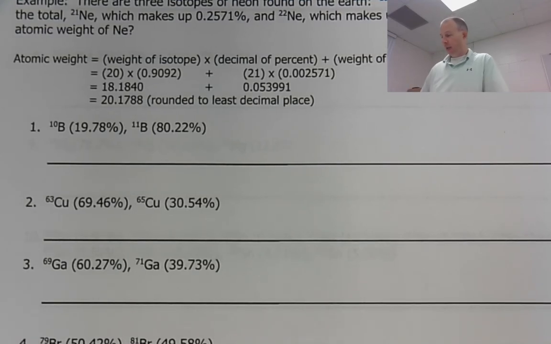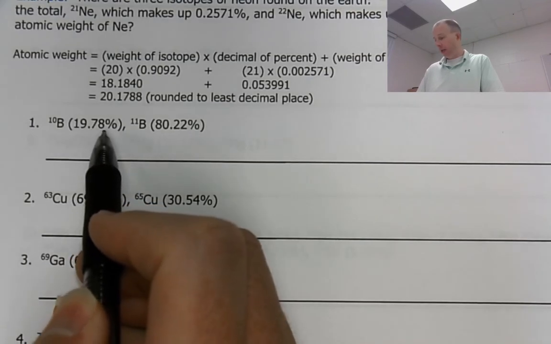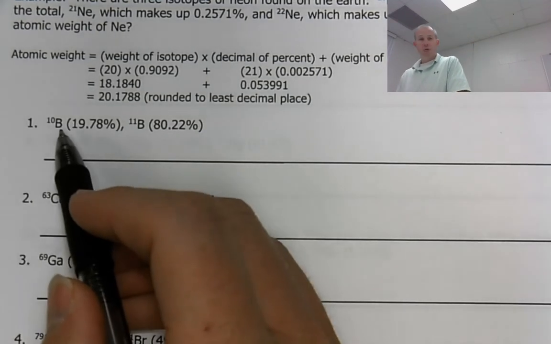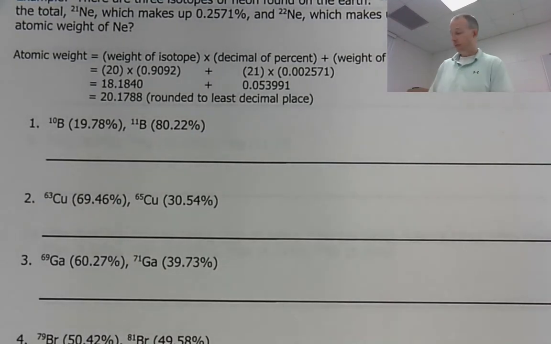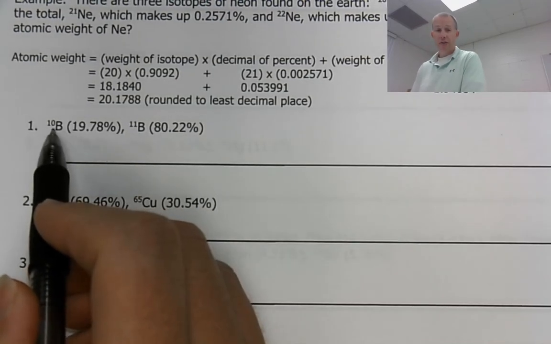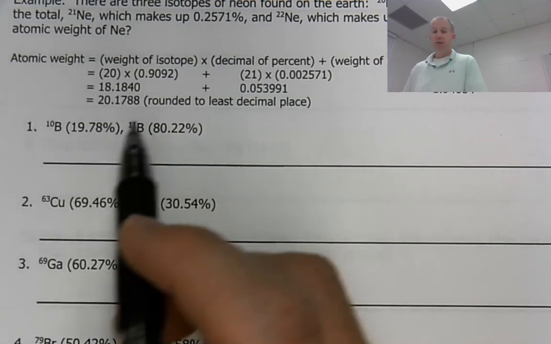So you're going to be given a mass number for an isotope and the percent abundance. That is how much of the average out of all, so like in this first example, out of all the boron that exists, 19.78% of it is boron 10, having a mass number of 10. 80.22% of it has a mass number of 11.